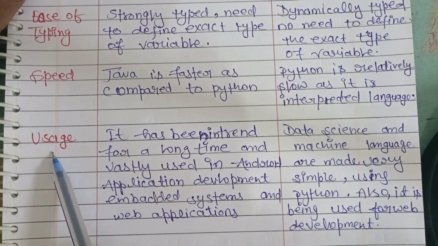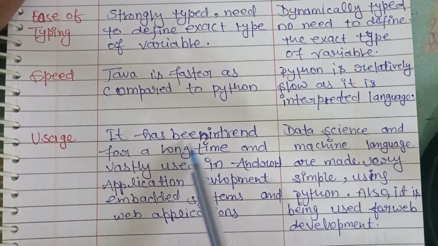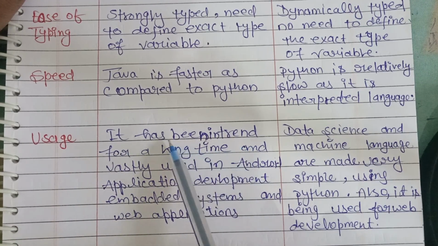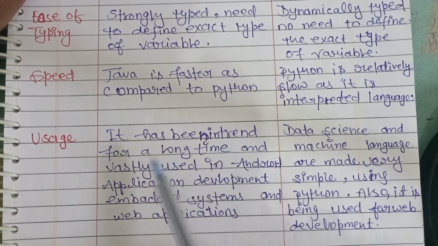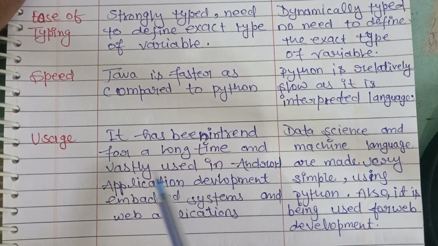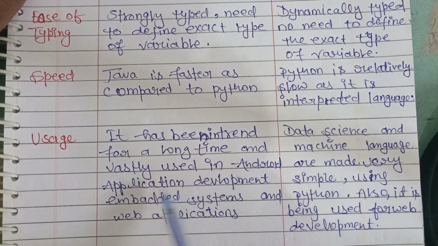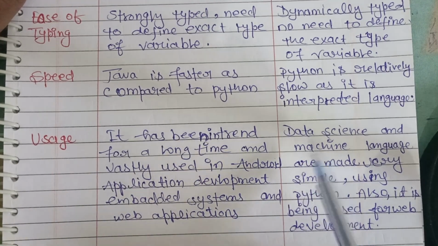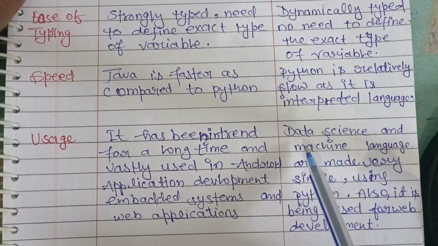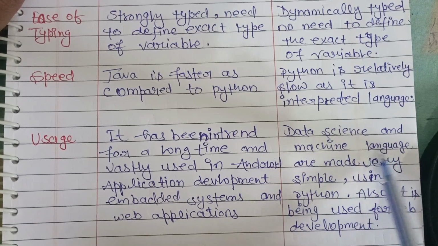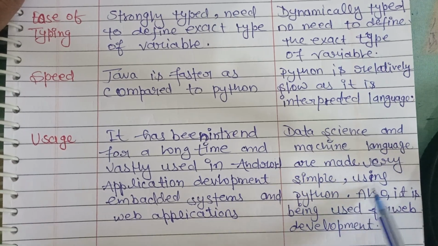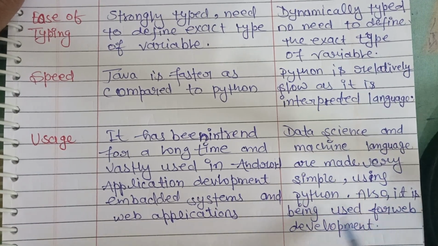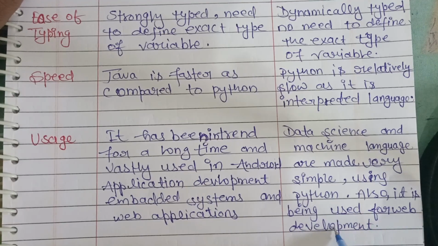The next topic is uses. Java has been in trend for a long time and is widely used in Android application development, embedded systems, and web applications. Python is used for data science, and machine learning is made very simple using Python. Also, it is being used for web development.